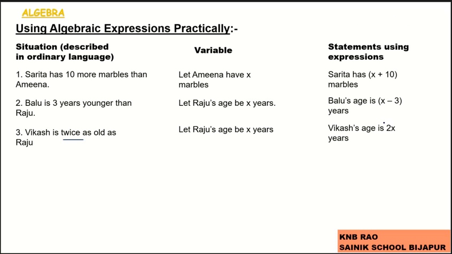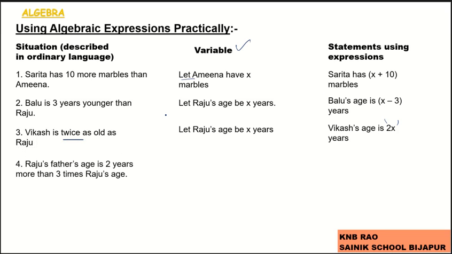So, we need to observe which information is suitable to consider as a variable. When we are assuming, which one amongst the given situation is convenient to assume as a variable, that we have to decide first. Let us take the fourth example.